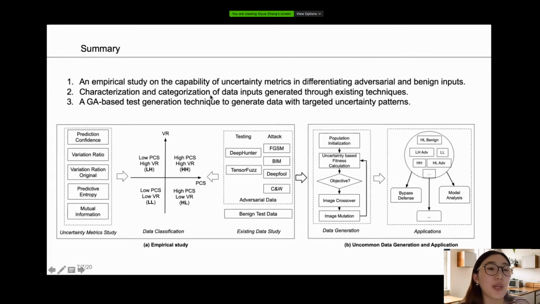In summary, we first perform an empirical study on the differentiating ability of different uncertainty metrics. Then we characterize the data inputs generated by existing techniques and identify the common patterns. Finally, we propose a genetic algorithm-based test generation technique to generate data with the targeted uncertainty patterns.